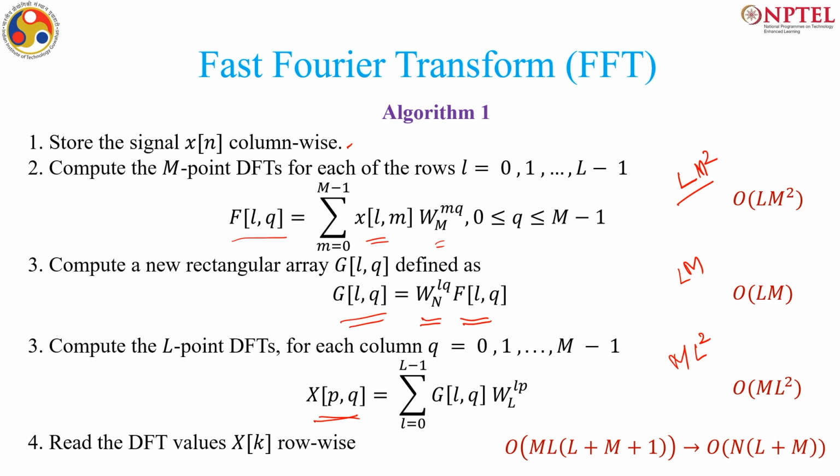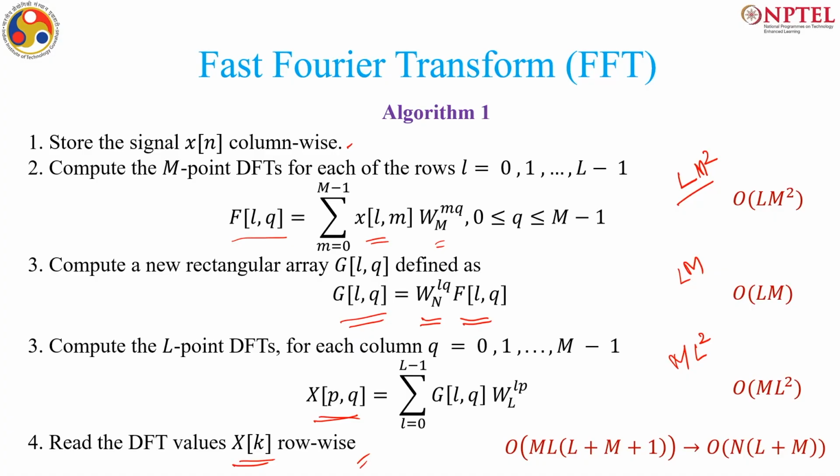Now, considering these multiplications, storing the signal column wise and reading the values row wise is negligible computation, so we will not consider it; these are constant operations. If you just read out the values row wise, we will get the final DFT, and if you verify, it will be the exact X of k, which we get without doing so much; we will just directly compute the N-point DFT.